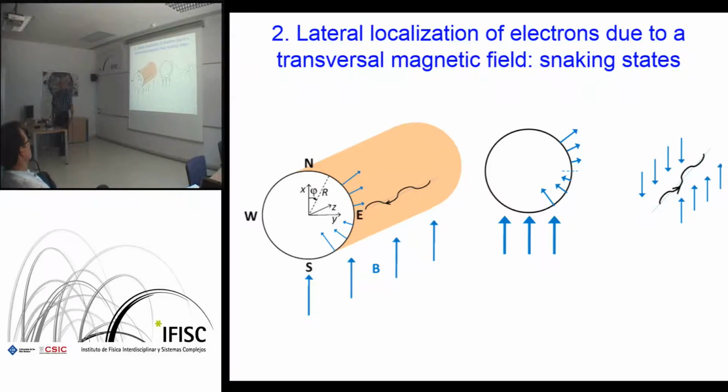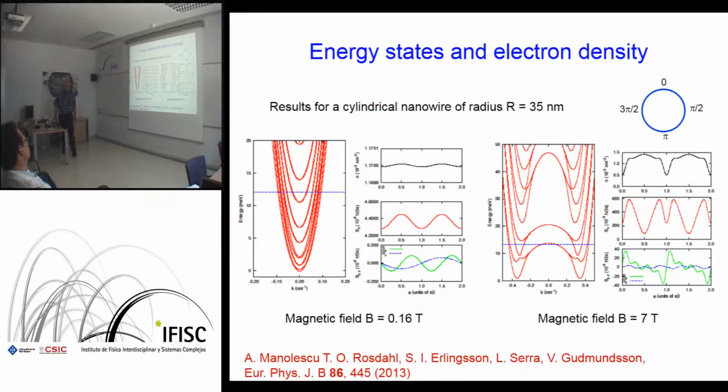This is called a snaking orbit, and it's also something very common in the magnetic lenses, in the old TV tubes. And this is, let's say, a mechanism for a lateral localization of the electrons. What is the consequence of this kind of states?